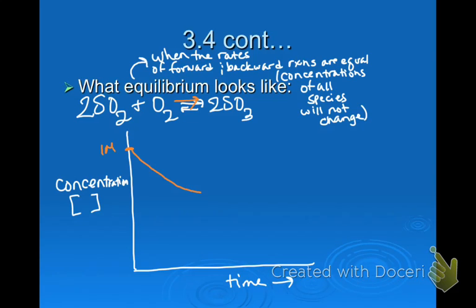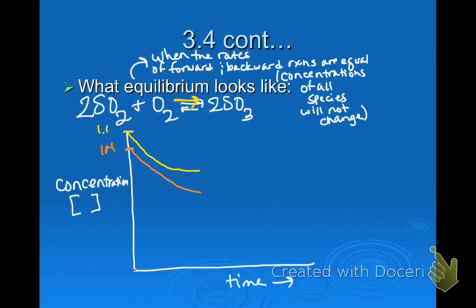Now, oxygen is going to do the same thing. I'm going to use yellow for oxygen, and I'm going to say that we use a little bit more, so 1.1. And oxygen is also going to get used up, and as it gets used up, the rate at which it's getting used up in the forward direction is going to slow down because there's less of it to collide with SO2. Now let's compare that to our SO3.